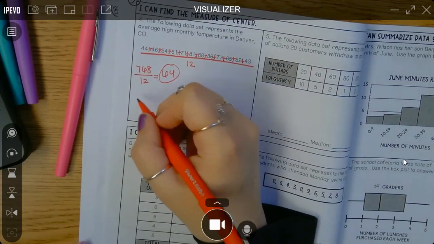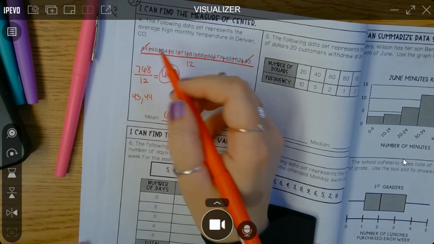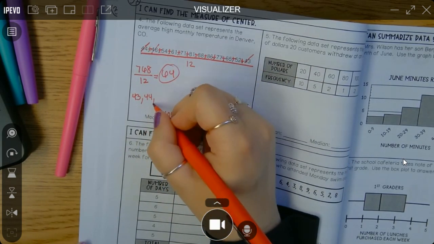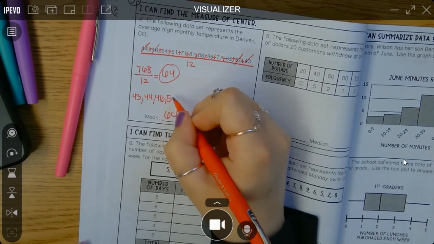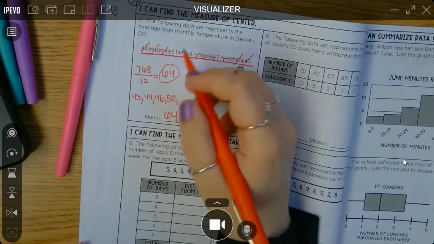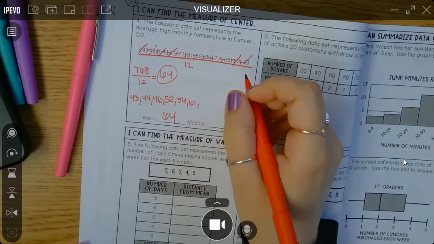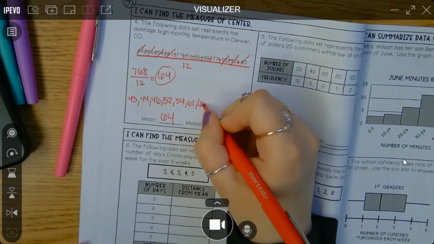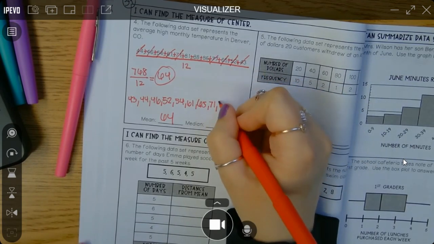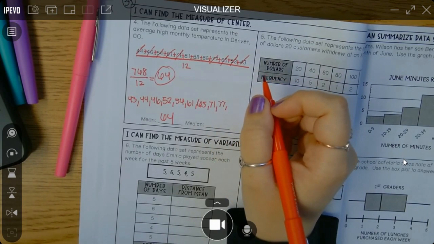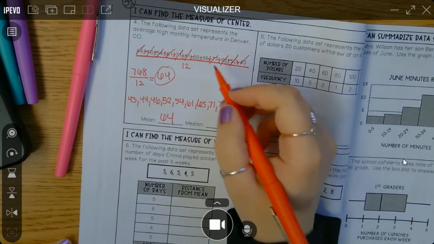Okay, so my smallest number is 43, and then 44, 46, and then 52, I think is the next one. Next one I notice is 54, and then 61, 65, 71, 77. I think 81 is the next one. 86, and then 88.